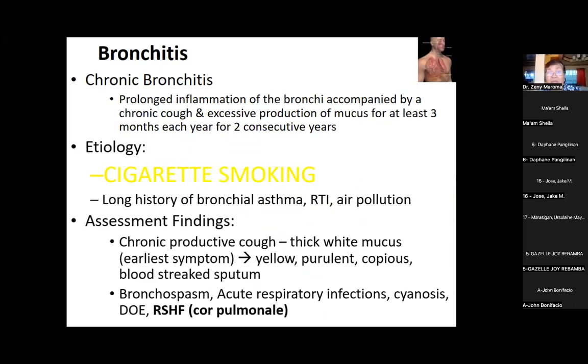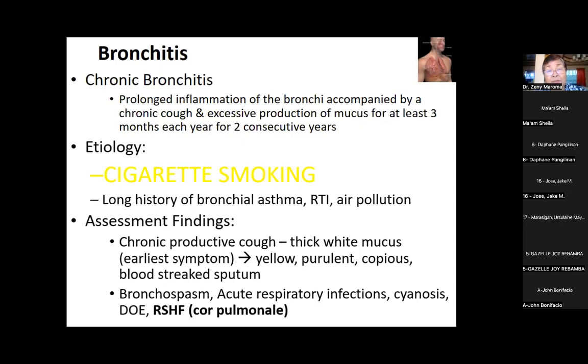And therefore, chronic namamaga yung airway, paulit-ulit, no? 3 times in a year. So there's chronic productive cough with thick, white mucus, okay? Earliest, puti pa, until there's bacterial growth, yellow, purulent, copious, madami, blood streaks sometimes, no? And there's bronchospasm. There is acute respiratory infection. Okay, kasi kung may chronic bronchitis ka, madali ka na lang magkaroon ng infection nga.